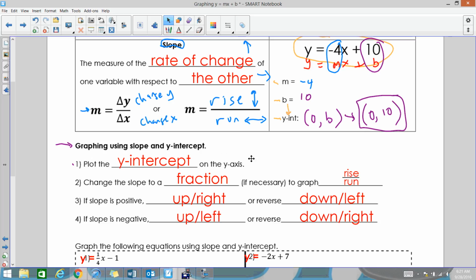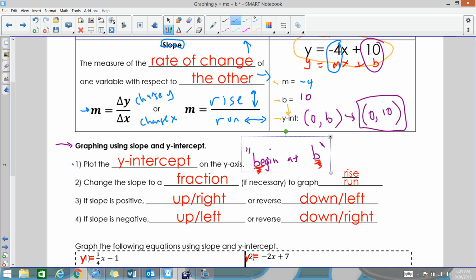So really what I like to think about is this: begin at B. That's what I'm saying, that's how you start graphing. You begin at B, so you begin at your y-intercept. That's your first point. You're going to plot a point on the y-axis.